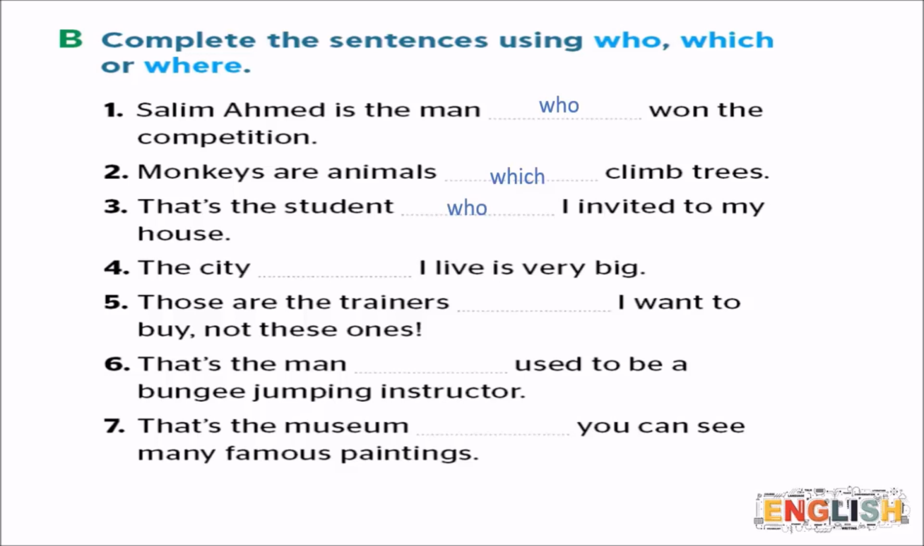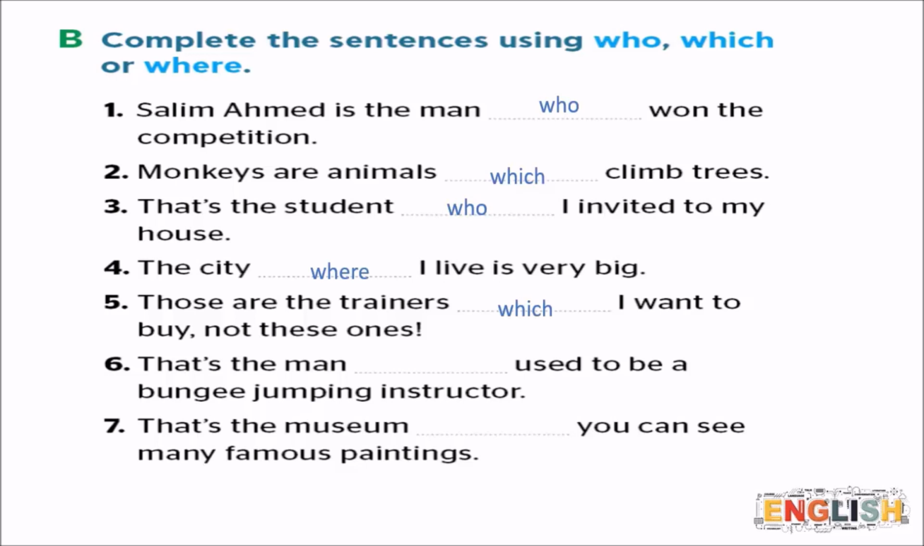Sentence 4, the city blank I live is very big. Here we talk about a place, the city, so we need to use the relative adverb where. So the city where I live is very big. Sentence 5, those are the trainers blank I want to buy, not these ones. So here we're talking about trainers. We need to use the relative pronoun which. Those are the trainers which I want to buy, not these ones.